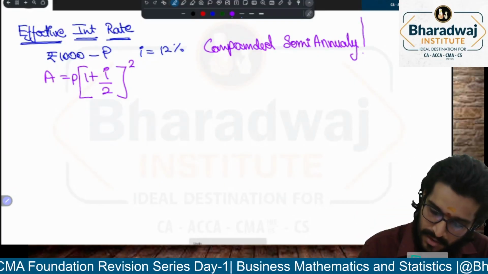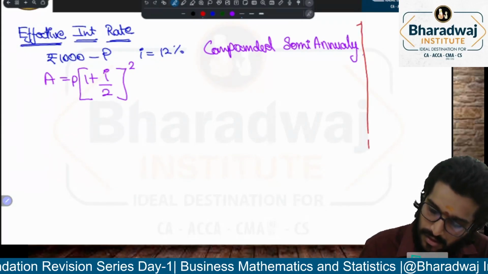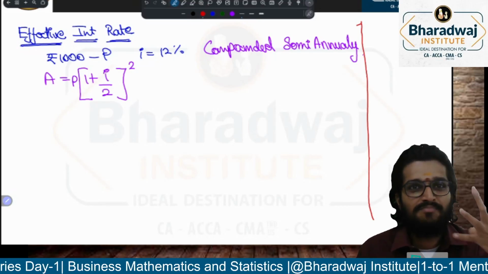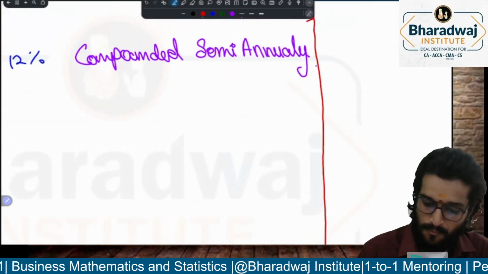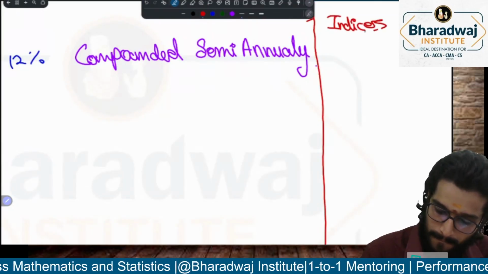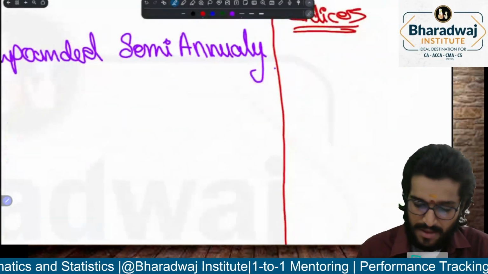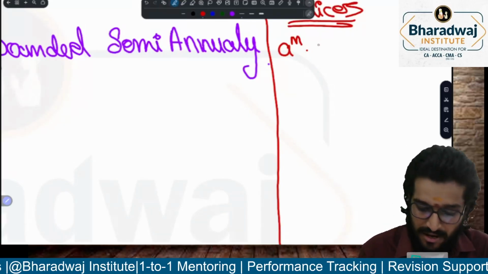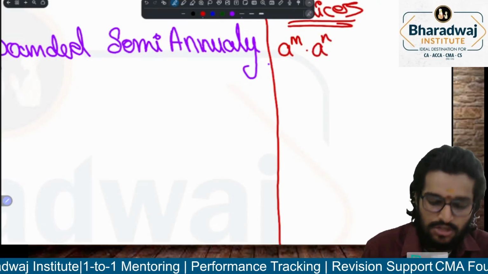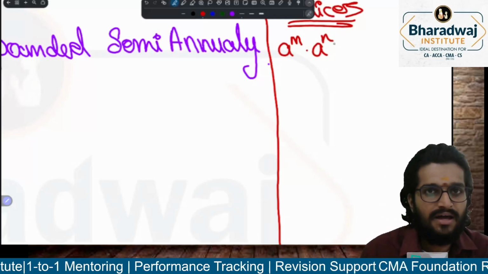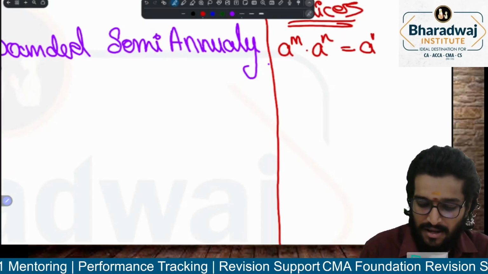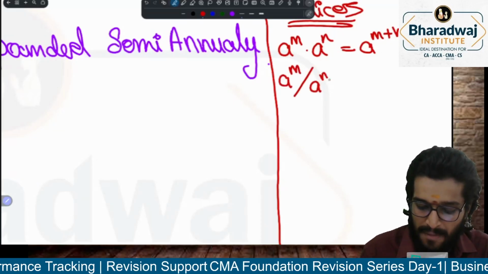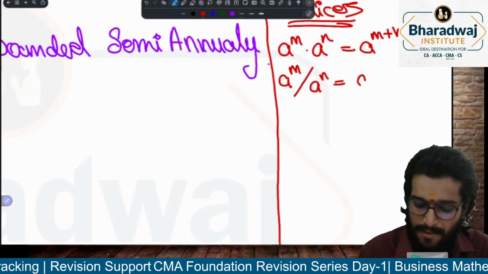Before proceeding, I would like to give you an introduction to indices. How can we manipulate the powers? Not physical powers, mental power. Power of a number. If you have a base number a raised to the power m, multiplied with the same base raised to some other power n, different from m, then how can you write it? a power m plus n, and vice versa. Similarly, a power m divided by a power n will be equal to a power m minus n.